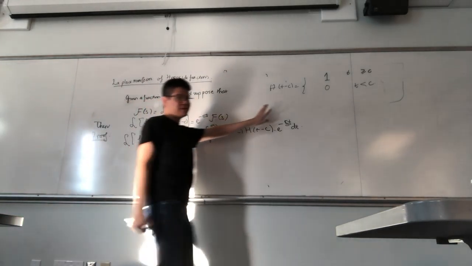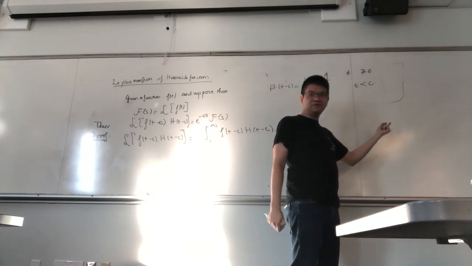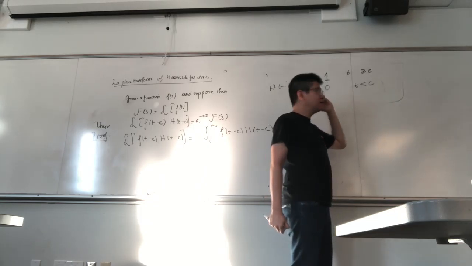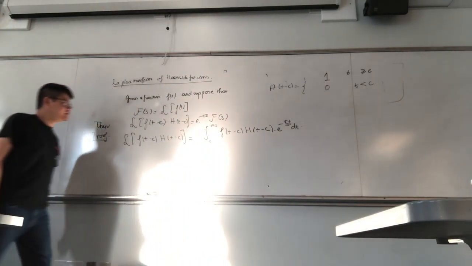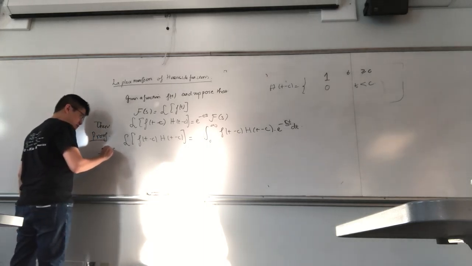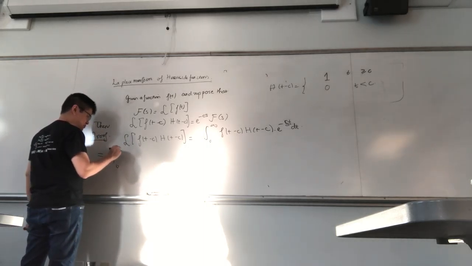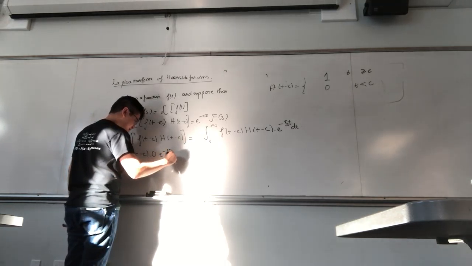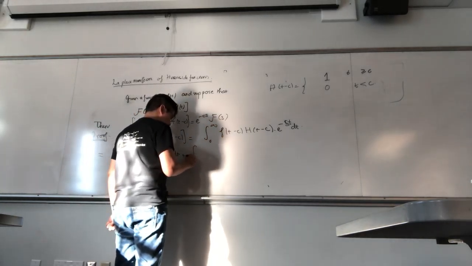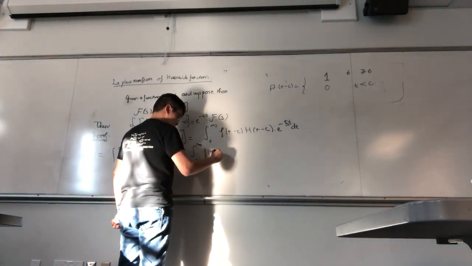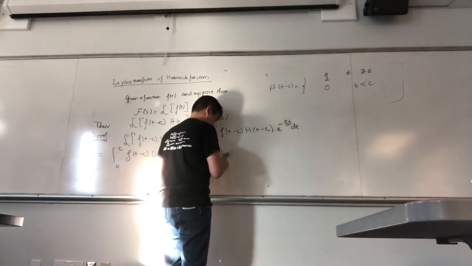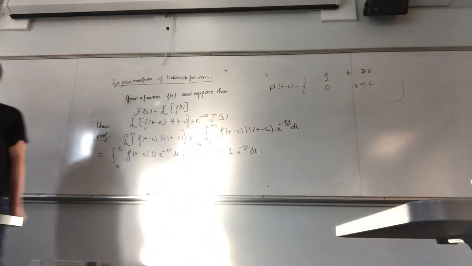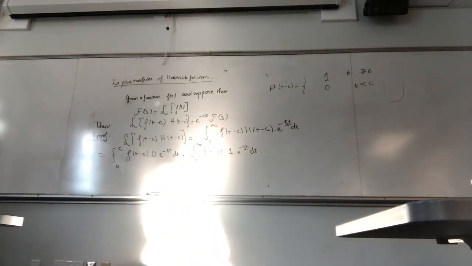So the value of the Laplace of the Heaviside function at t minus c will be 1 when t minus c is positive and 0 when t minus c is negative, right? So I'm going to plug everything back into this equation. If t is from 0 to c, I have f of t minus c times 0 times e to the power minus st dt. And the other one is the integral from c to infinity of f(t minus c), h equal to 1, e to the power minus st dt.